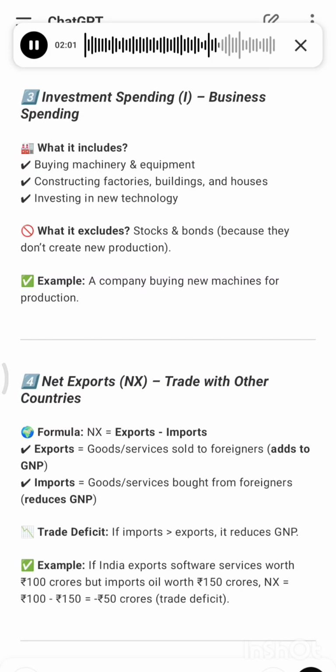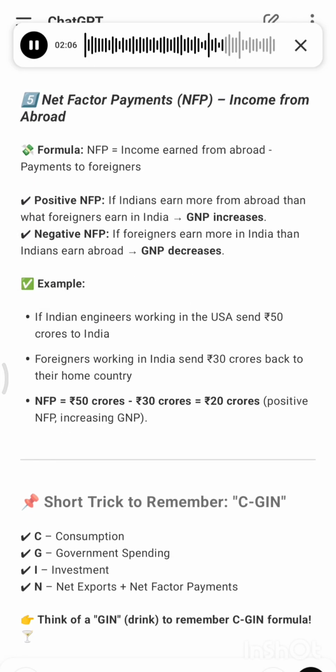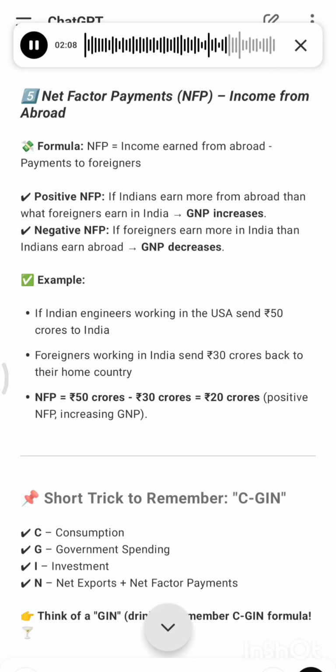Trade deficit. 5. Net factor payments, NFP, is income from abroad. Formula: NFP equals income earned from abroad minus payments to foreigners. Positive NFP: if Indians earn more from abroad than what foreigners earn in India, GNP increases. Negative NFP: if foreigners earn more in India than Indians earn abroad, GNP decreases. Example: if Indian engineers working in the USA send 50 crores to India, and foreigners working in India send 30 crores back to their home country, NFP equals 50 minus 30, equals 20 crores.